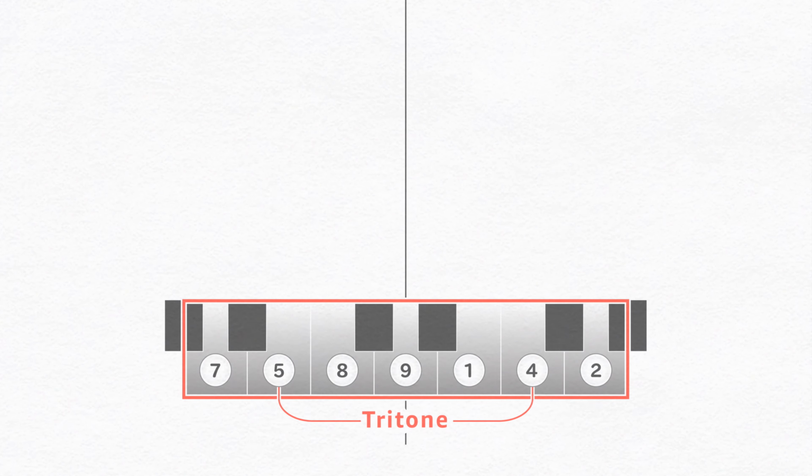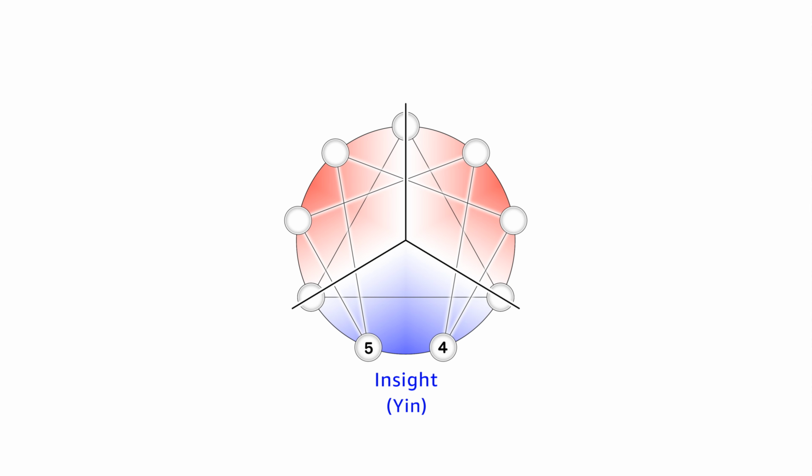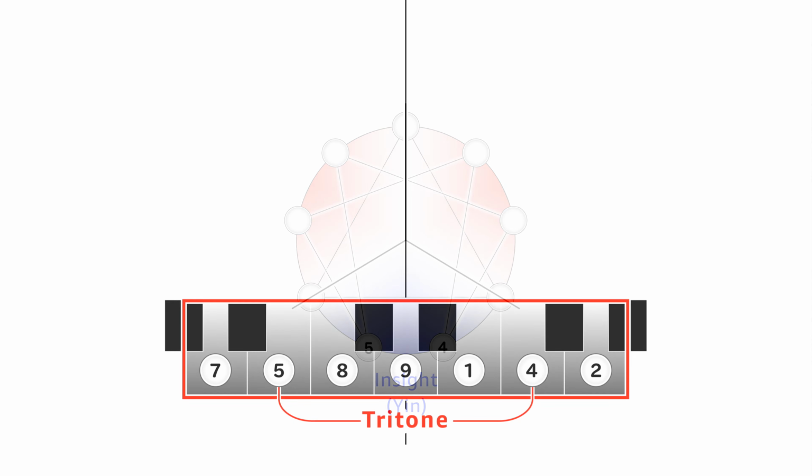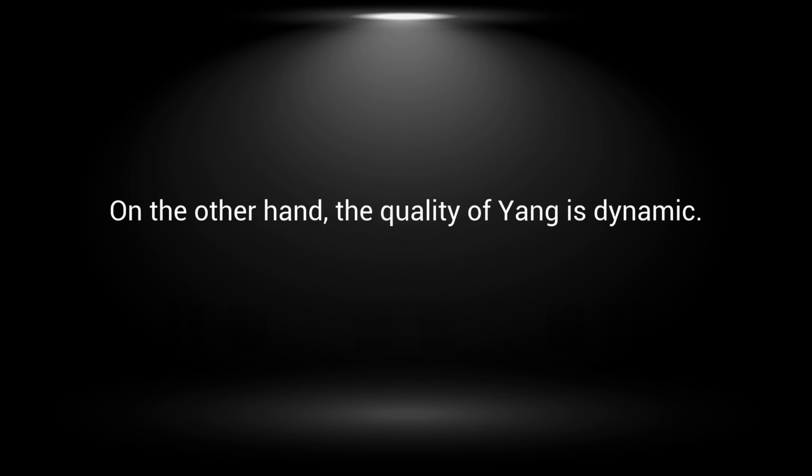The primordial tritone is composed of point 5 and point 4, which have the yin quality, representing non-existence. Then, the first existence is represented by the duality of the beast and God, or point 8 and point 1, which have the yang quality. The quality of yin is static. On the other hand, the quality of yang is dynamic.